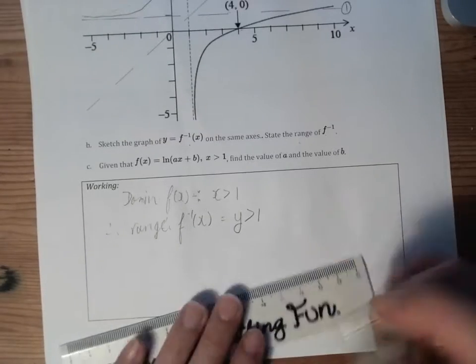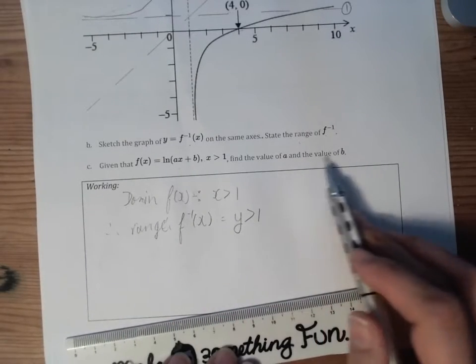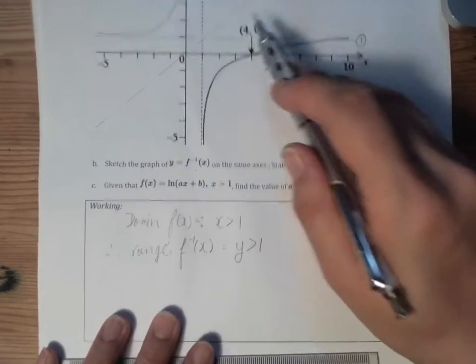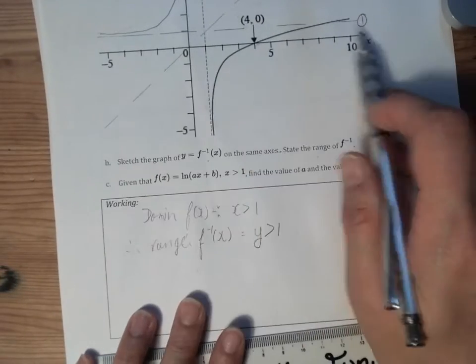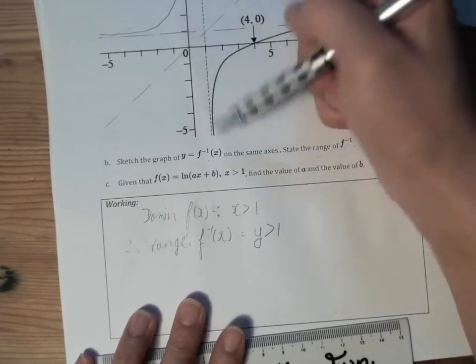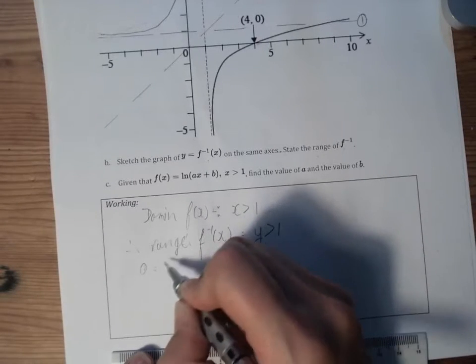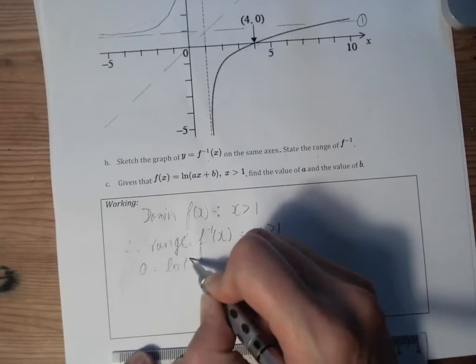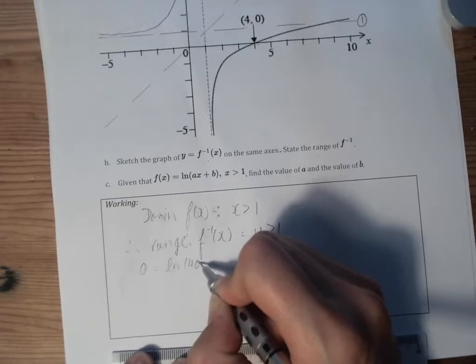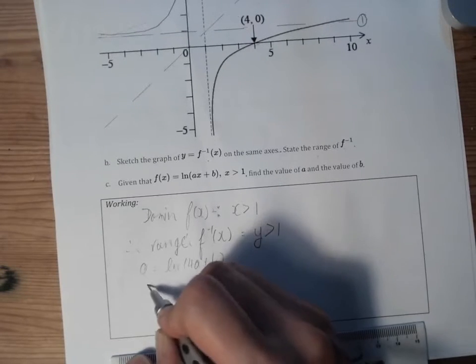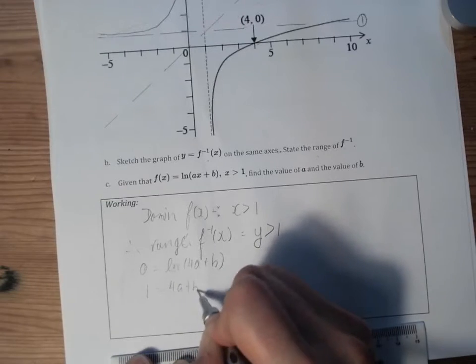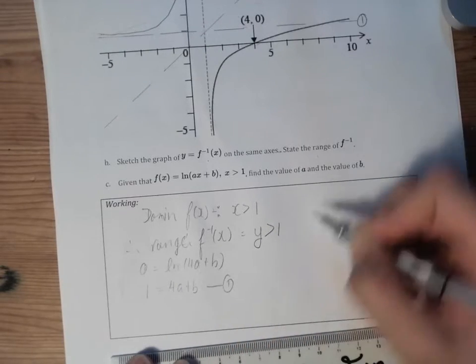Moving on. Given that we got a function here, find the value of a and b. So we got the point here, and the asymptote of x equals 1, we can do a few things. First of all, 0 would equal ln of 4a plus b, which means that 1 will equal 4a plus b. I leave it as equation 1.